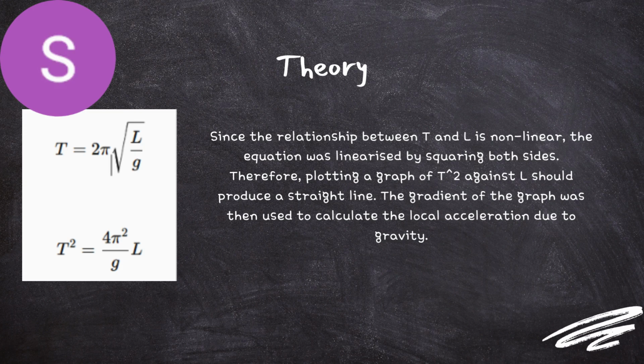For the theory part, this equation is the period equation, which includes the period of oscillation T, pendulum length L, and the gravitational acceleration, which is g. Since the relationship between T and L is non-linear, the equation was linearized by squaring both sides. Therefore, plotting a graph of T squared against L should produce a straight line. The gradient of the graph was then used to calculate the local acceleration due to gravity.